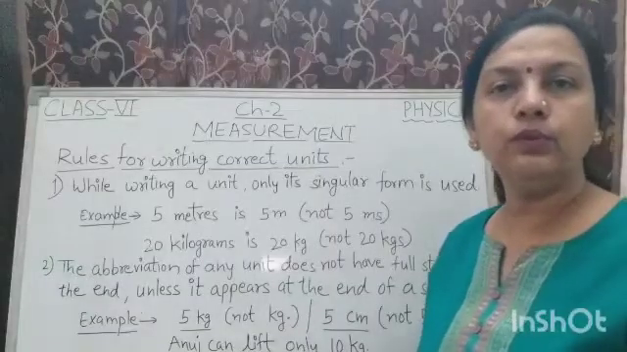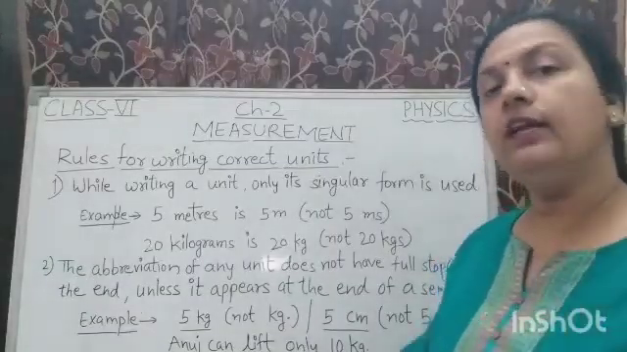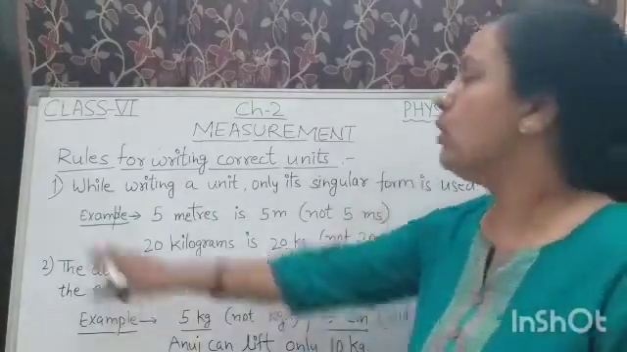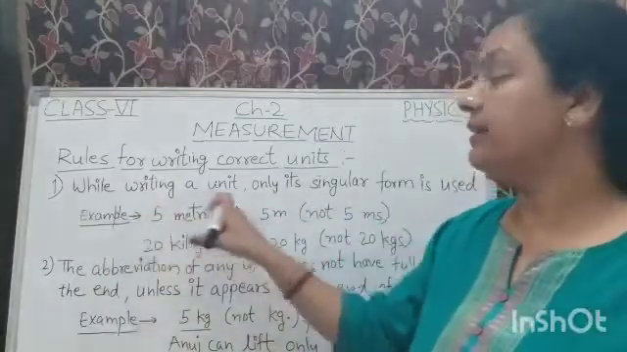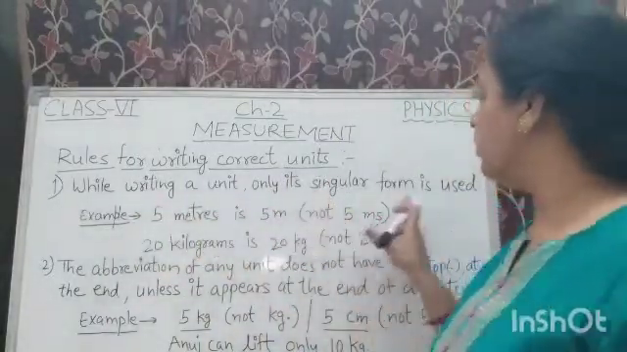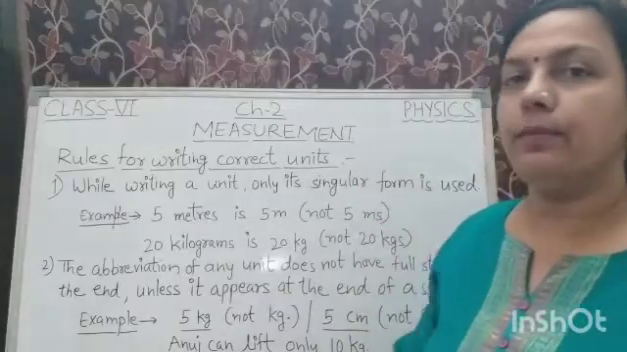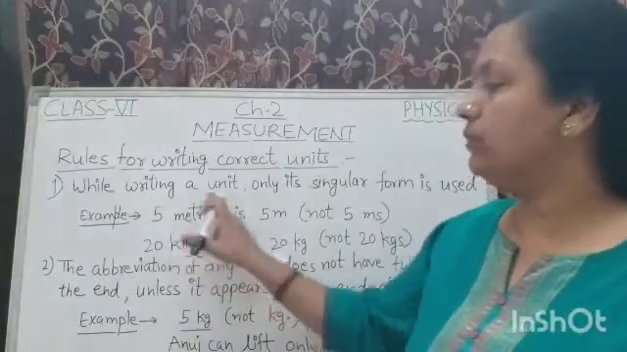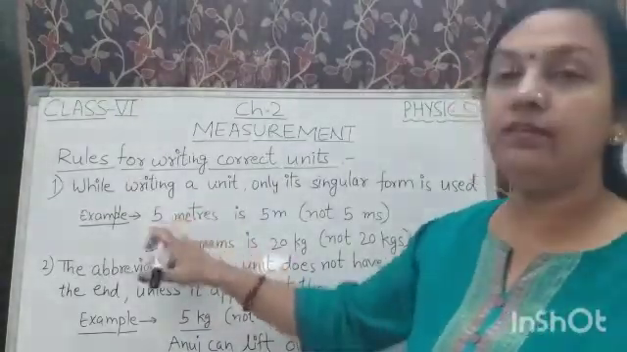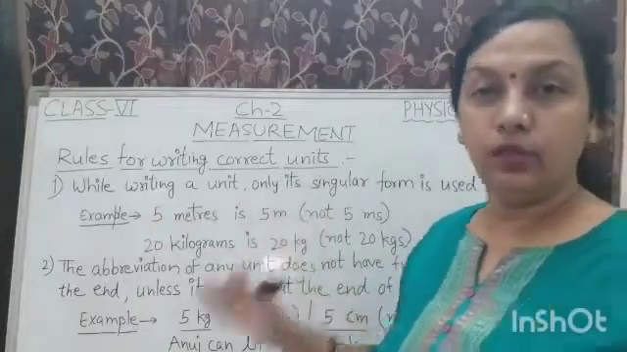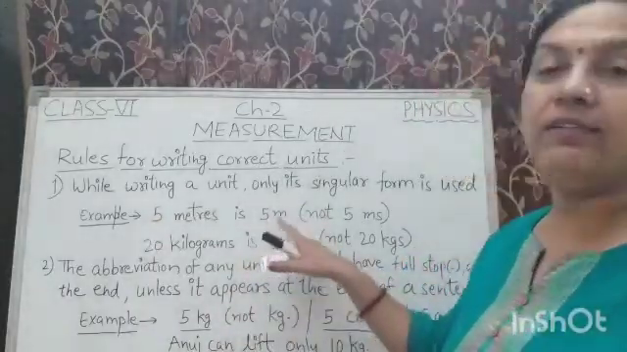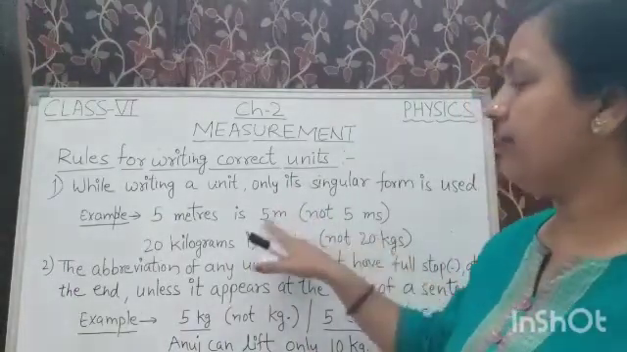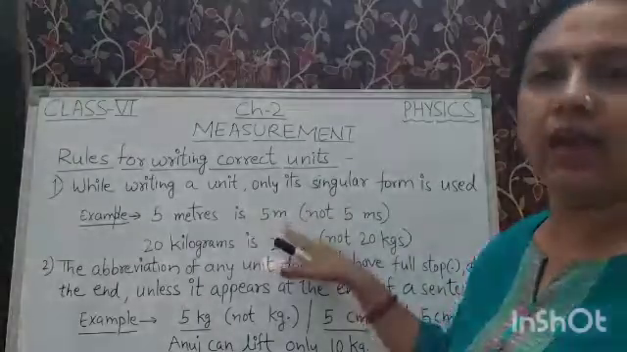Children, there are some rules which should be followed strictly while writing units and their symbols. Let us know what they are. So our first rule is, while writing a unit, only its singular form is used. For example, if we have to write 5 meters in words, we can write meters. But when we are using the symbol, then we will write 5 m. We will not write 5 ms.